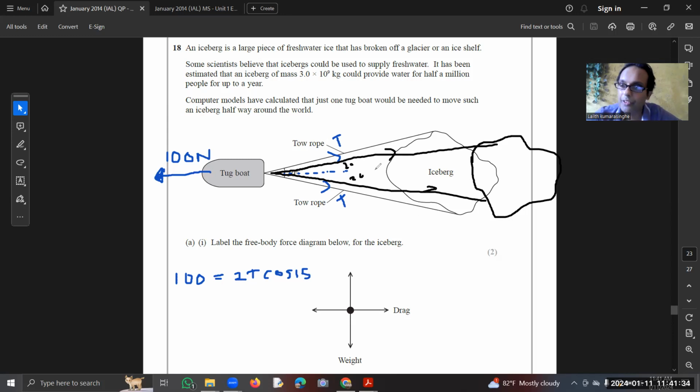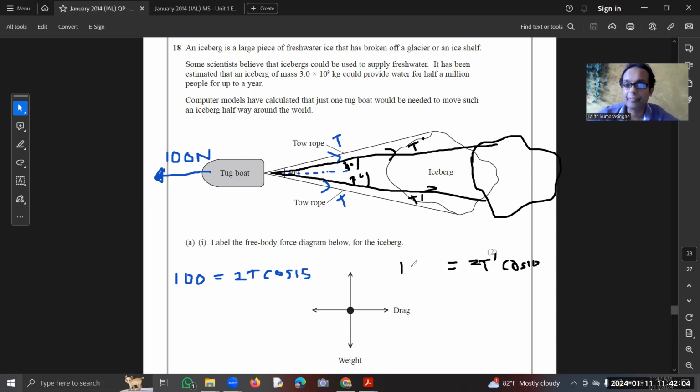Okay. Now what's the force acting on the iceberg? It's a new tension. It's not the earlier tension. It's a new tension, T dash. The force acting is 2T dash cos 10, since I want the angle lower, so the cos 20 will become cos 10. Now we'll go back to the tugboat and see.